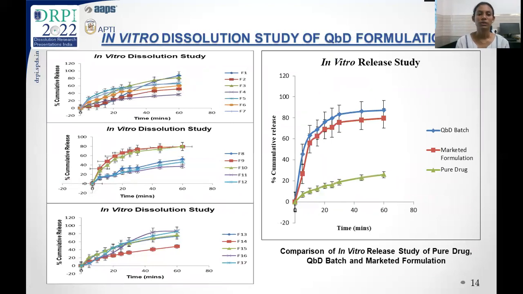Then we move on towards the in vitro dissolution study of the QBD formulations, in which the Box-Behnken design offered 17 runs. So we have performed the in vitro dissolution study of all 17 batches. As you can see here, the plots of all 17 batches. And here we have compared our QBD batch with the marketed formulation and pure drug. From the plot itself, we can see that the QBD batch shows a faster dissolution rate as compared to the marketed formulation and pure drug.